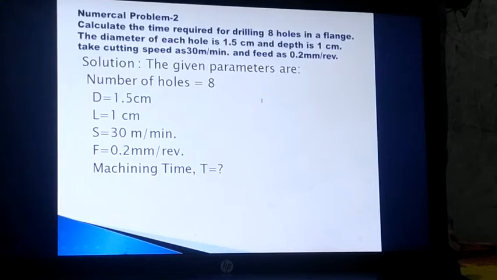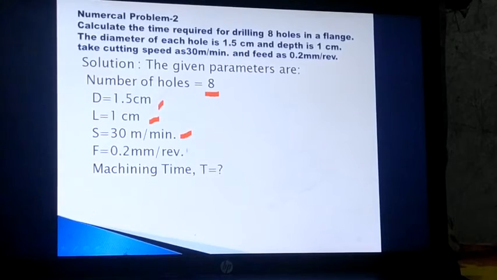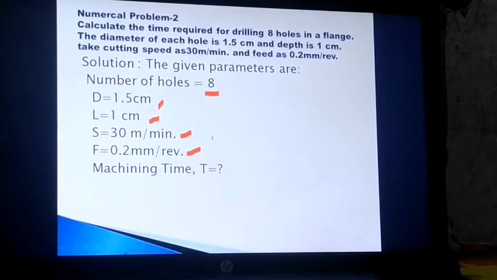So first we will write down the given parameters. The number of holes we have to produce in a flange is 8. Diameter is given as 1.5 centimeter. Length of the hole is 1 centimeter. Cutting speed is 30 meters per minute. Feed is 0.2 mm per revolution, and we have to calculate the machining time.